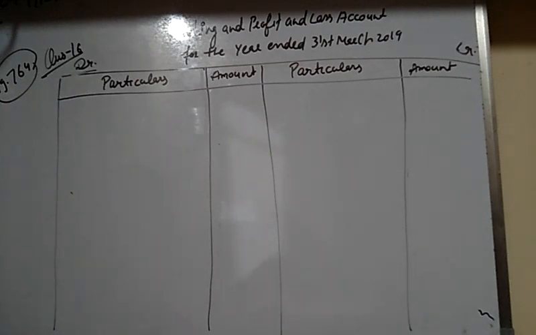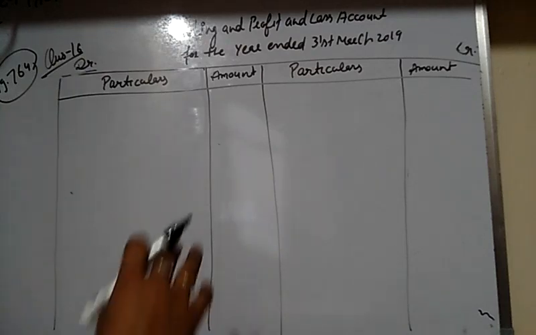Okay, students. This question is related to the trading and profit and loss account and balance sheet. So three accounts. Now we are maintaining two financial statements because the trading account is included in the profit and loss account. The statement of this question is: from the following balances taken from the books of Ved and Company, prepare the trading and profit and loss account for the year ending 31st March 2019 and the balance sheet as on that date.